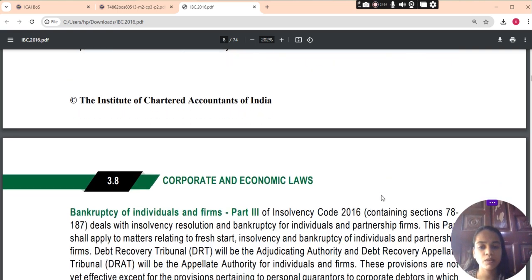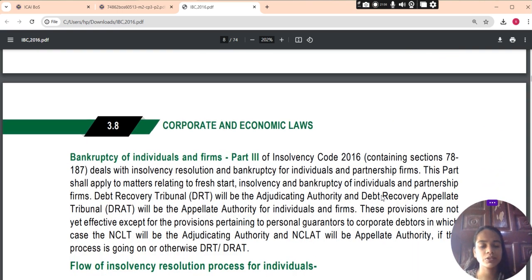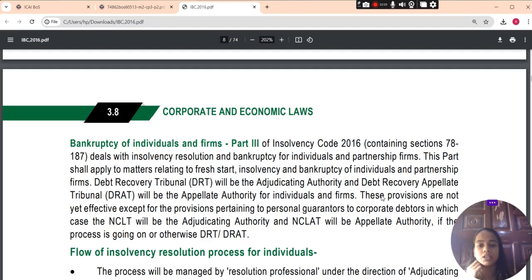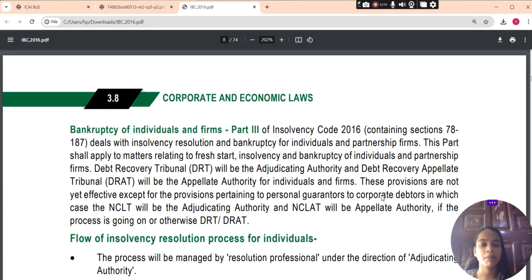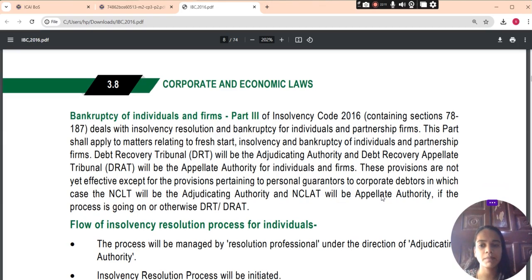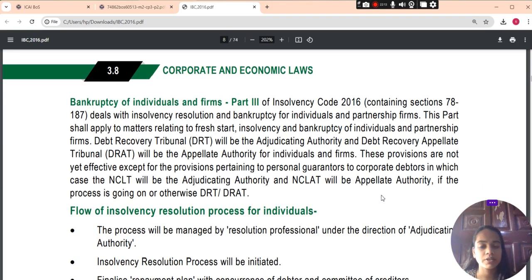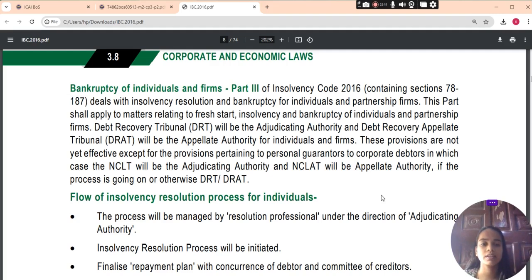Then the bankruptcy of individuals and firms: Part 3 of the Insolvency Code 2016, containing sections 78 to 187, deals with insolvency, resolution and bankruptcy for individuals and partnership firms. This part shall apply to matters relating to fresh start, insolvency and bankruptcy of individuals and partnership firms. Debt Recovery Tribunal will be the adjudicating authority and Debt Recovery Appellate Tribunal will be the appellate authority for individuals and firms.